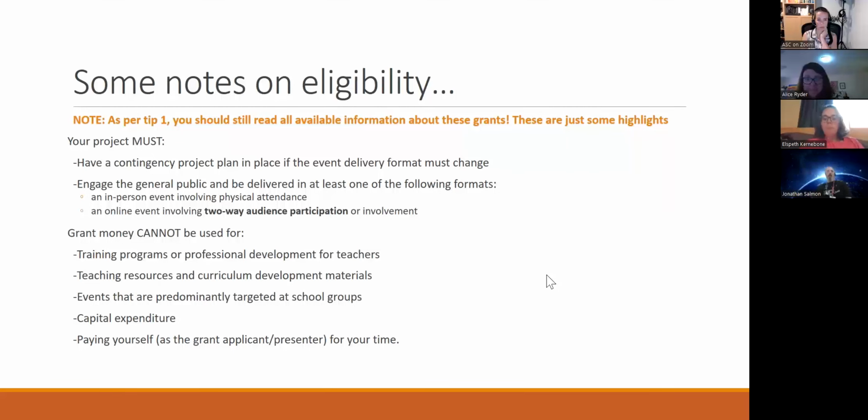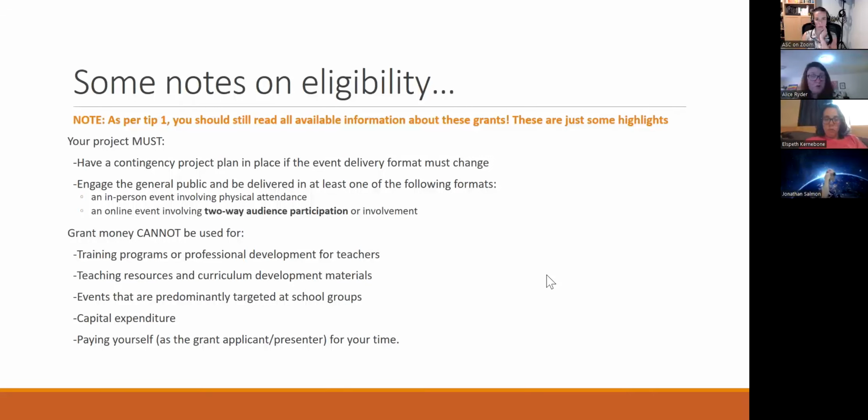There's a long list of things that you can't spend money on for National Science Week, but some of the ones that trip people up that I want to draw special attention to are that this particular grant round can't be used for PD for teachers. It can't be used to develop teacher resources and curriculum materials. Really importantly, it can't be used for events that are targeted predominantly at school groups.